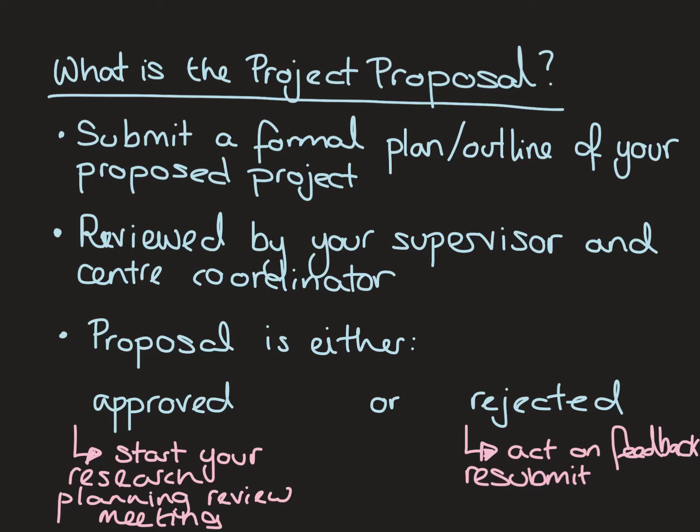This then gets reviewed by your supervisor and the centre coordinator, and then your proposal is either approved, in which case you can start your research and organise your planning review meeting with your supervisor, or your proposal will be rejected. If that happens, that doesn't mean you can't do your EPQ. That means you need to act on the feedback that you've been given in Part B and Part C on Project Q, and then make some changes and resubmit it again, so that we get to a point where your research plan can go ahead.